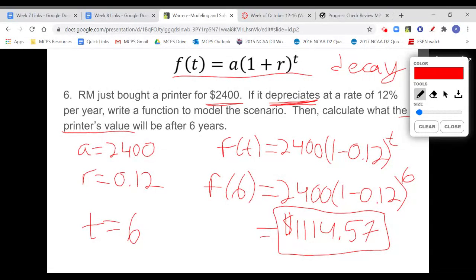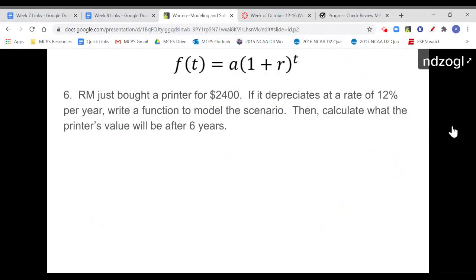So now that you've watched this video, you should understand how to model exponential growth as well as exponential decay and being able to write the formulas for both.